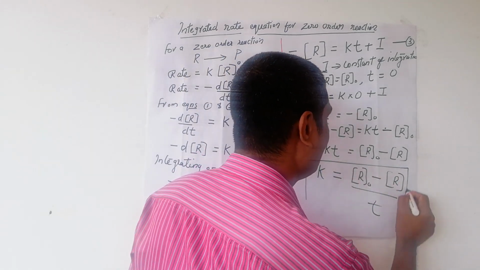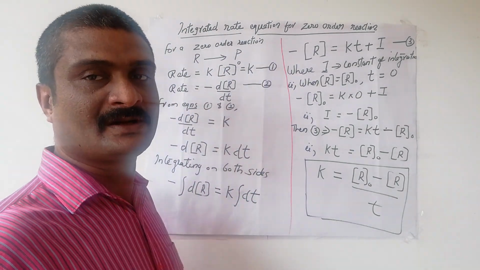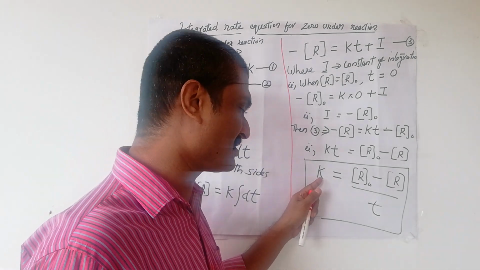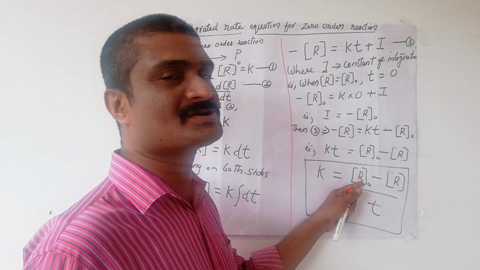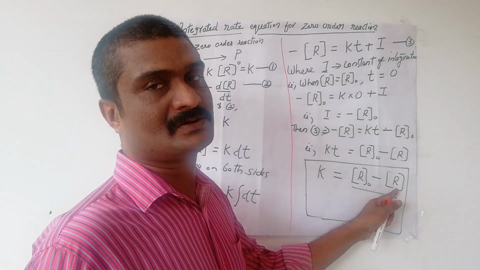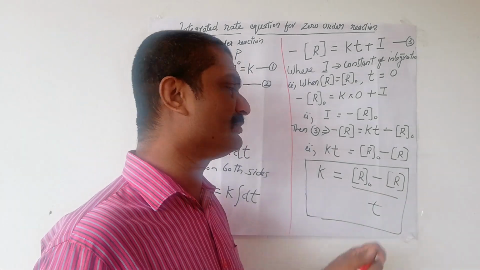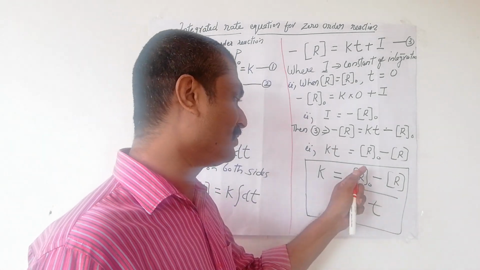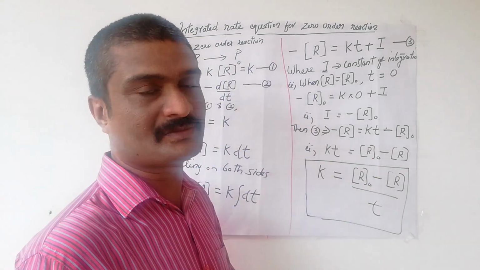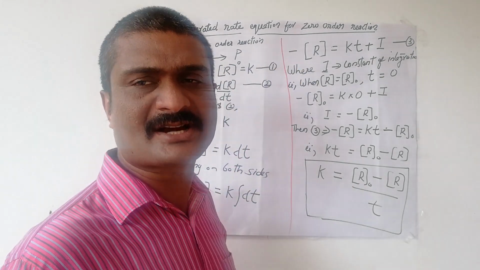This is the integrated rate equation for zero order reaction. From this equation, we can say that the rate constant of a zero order reaction is equal to the initial concentration of the reactant minus the final concentration of the reactant, or the concentration of the reactant at a given time t, divided by time. This is the integrated rate equation for zero order reaction.